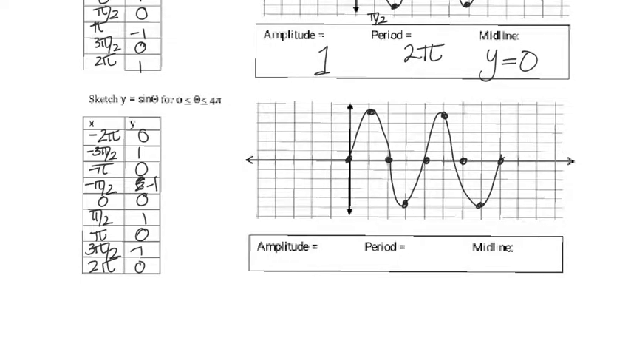So these are like your parent functions. The amplitude is 1, period 2 pi, midline y equals 0. Examples are coming up next.